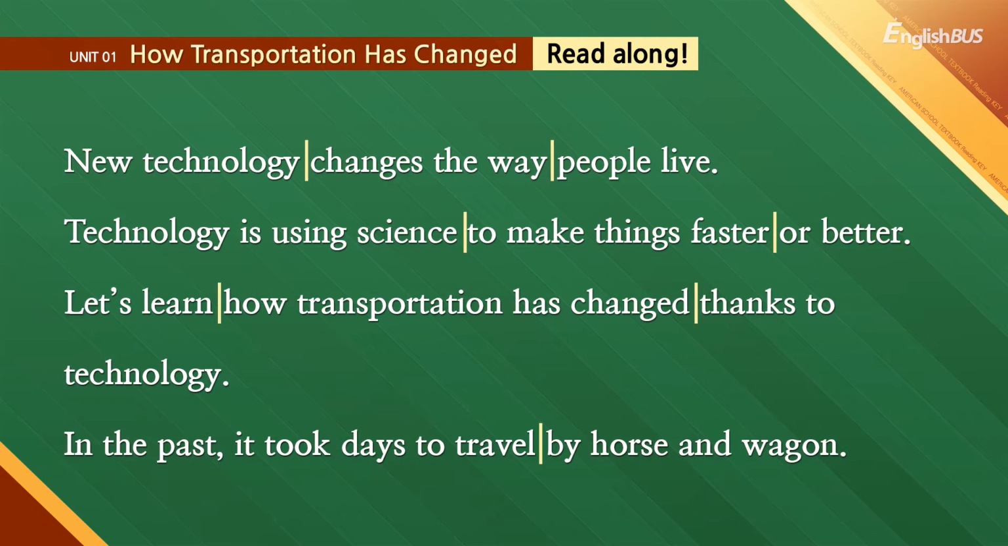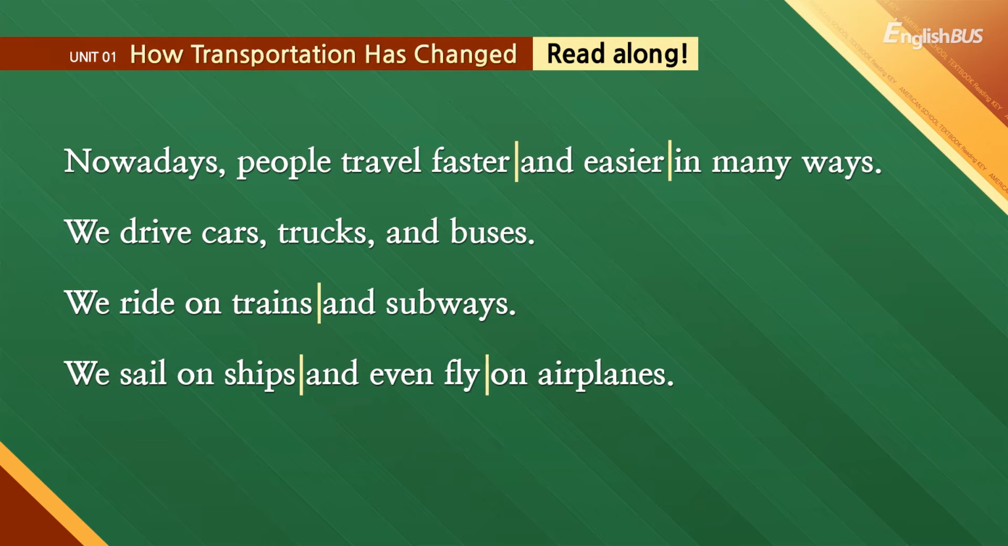New technology changes the way people live. Technology is using science to make things faster or better. Let's learn how transportation has changed thanks to technology. In the past, it took days to travel by horse and wagon. Nowadays, people travel faster and easier in many ways.